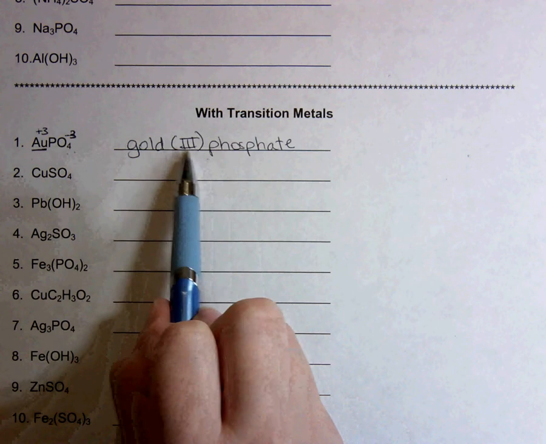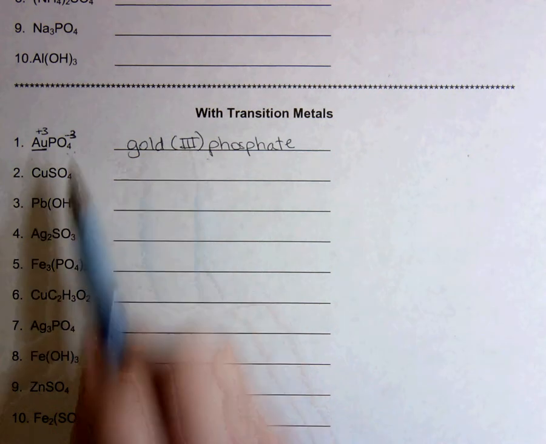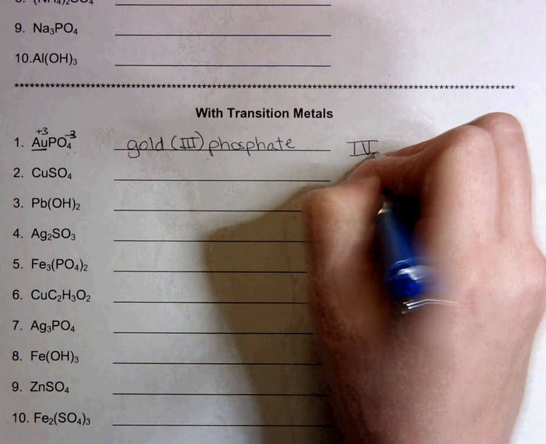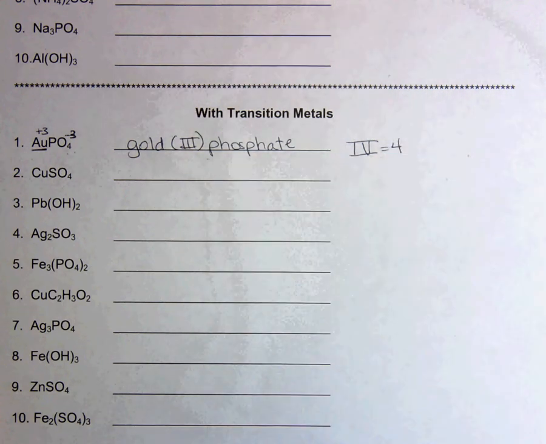So don't forget to put the Roman numeral in parentheses. If you end up with any that should be 4, again, IV is the Roman numeral for 4. And if you still have any questions, please feel free to ask.